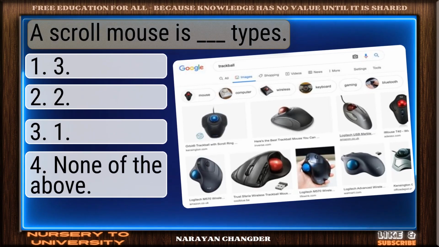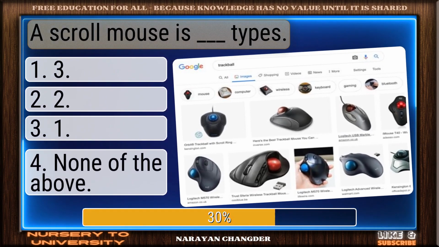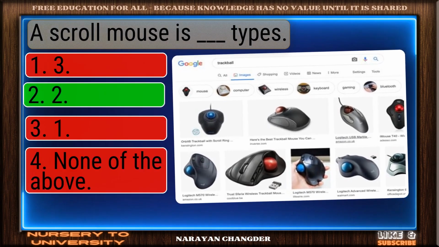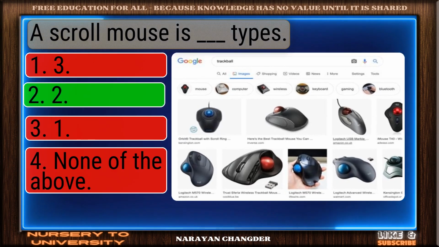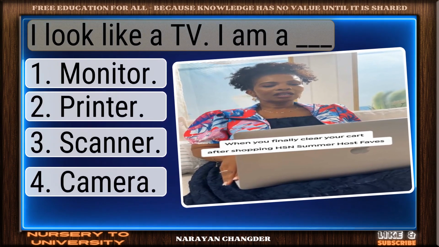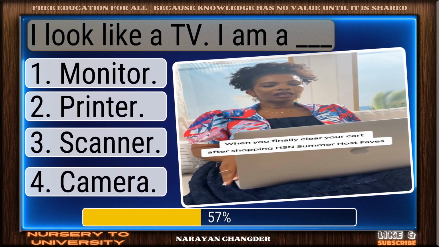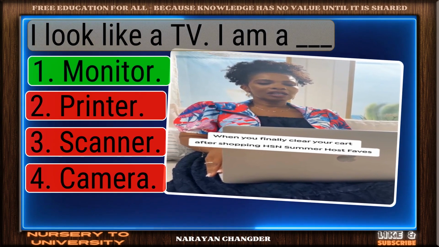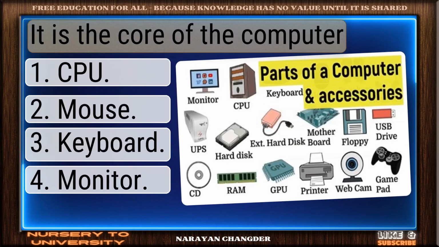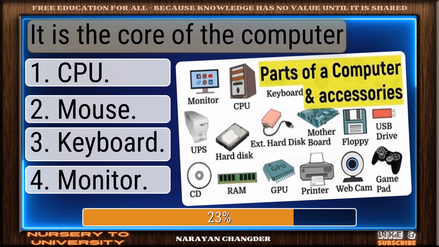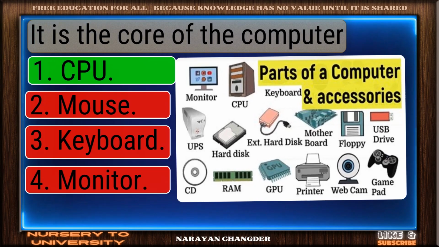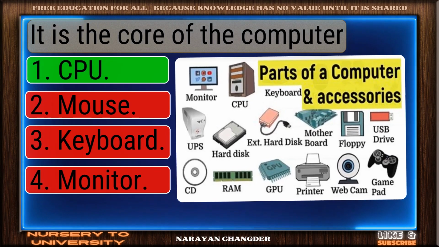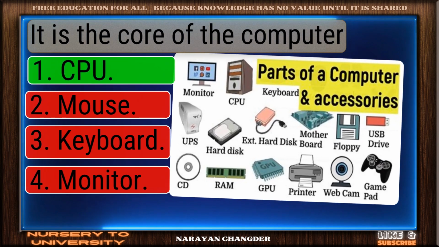A scroll mouse is dash types. Clear logic. Your choice two is sound. I look like a TV. I am a dash. Right choice. Monitor is the best answer. It is the core of the computer. Excellent. CPU is a brilliant choice.